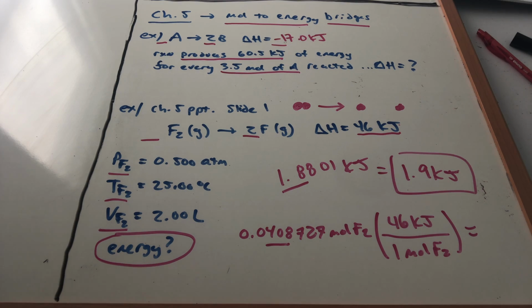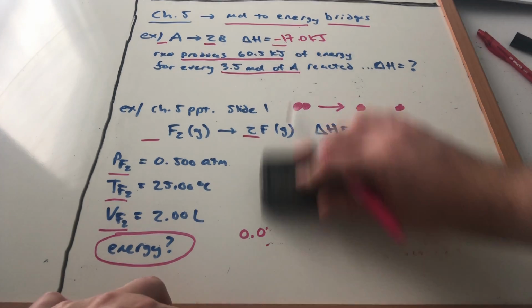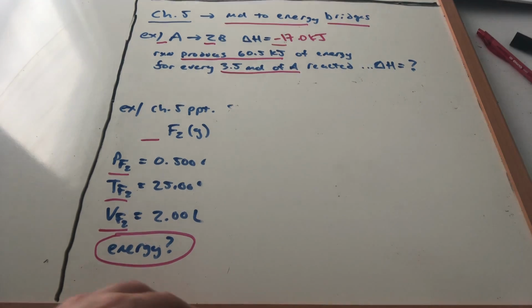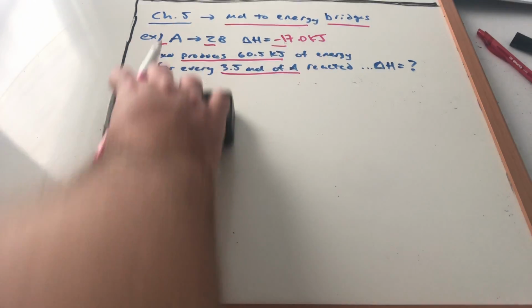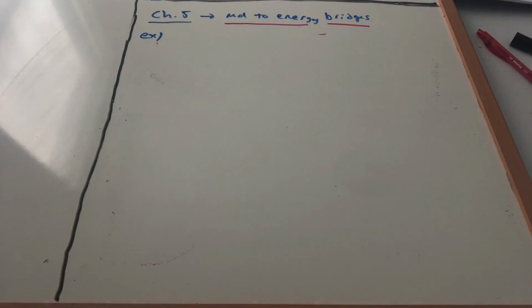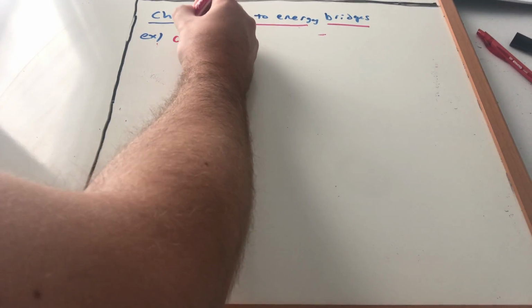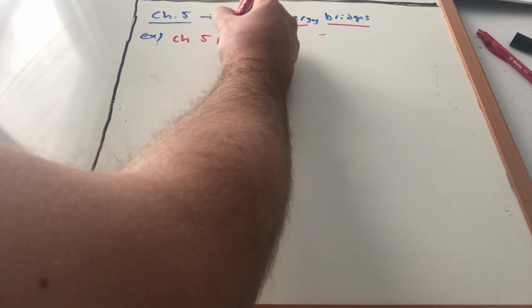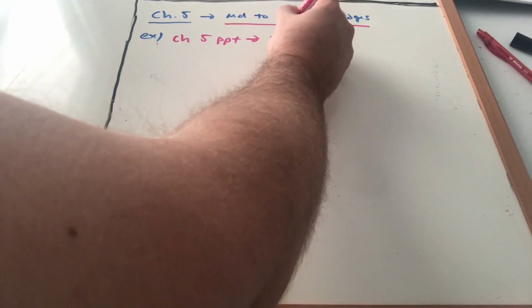So finally, right, we're going to do one last example together dealing with mole to energy bridges. And this next example actually involves a combustion. Okay, and this is slide 2. So this is your chapter 5 PowerPoint. This is slide 2.